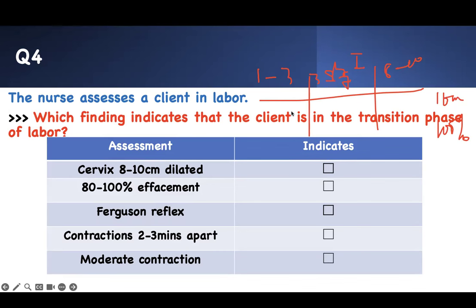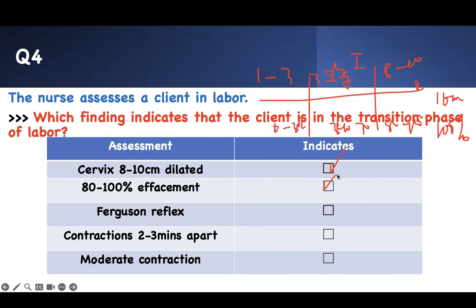That's all. And the percentage, you do the same thing: 0 to 30%, 40 to 70%, and 80 to 100. Therefore, we know this is the transition. Then you have to know a little bit of what is happening. Cervix is what? 8 to 10 centimeters dilated. Looks like it's good, transition phase, right here. 80 to 100% effaced, well, you're almost closed.